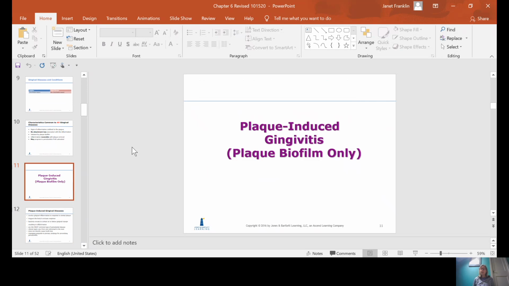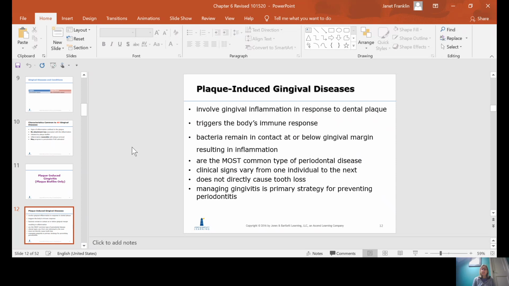So we have plaque-induced gingivitis, and we're going to have non-plaque-induced gingivitis. Plaque-induced gingivitis is a gingival disease. It's caused by plaque biofilm only. Plaque-induced gingivitis involves gingival inflammation in response to dental plaque. It triggers the immune system. The immune system sends inflammatory cells. The inflammatory cells cause edema and swelling as they try to fight the bacteria.